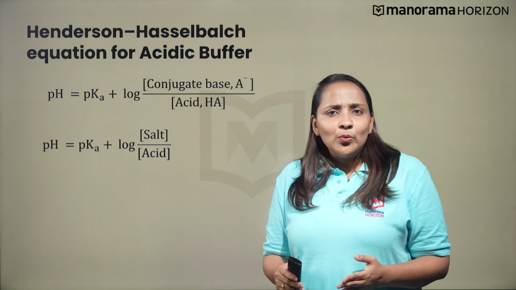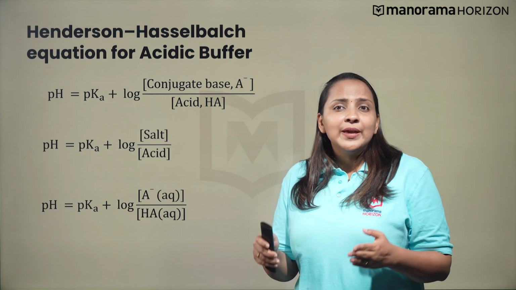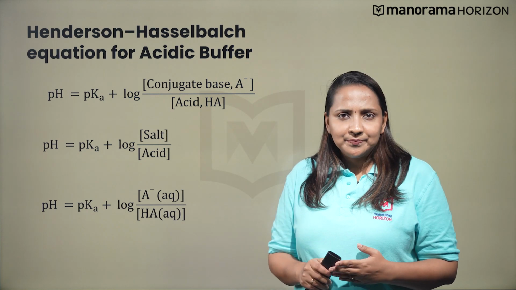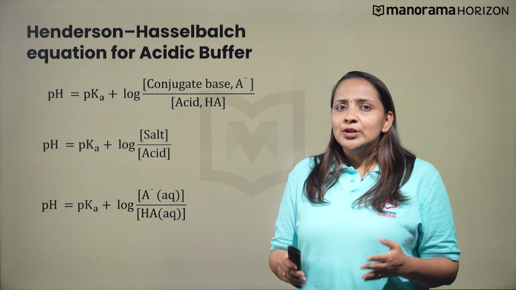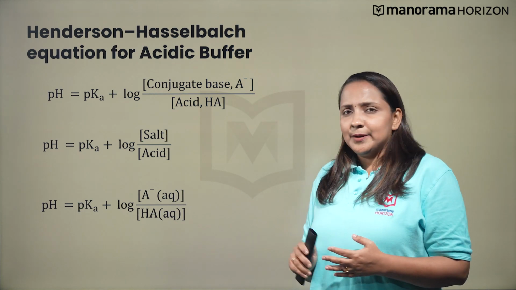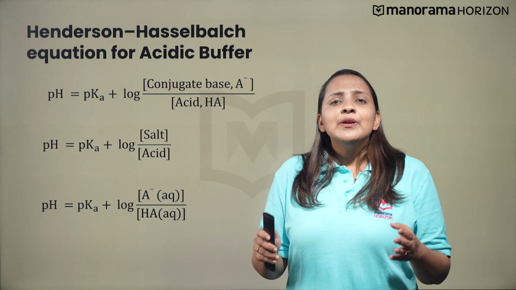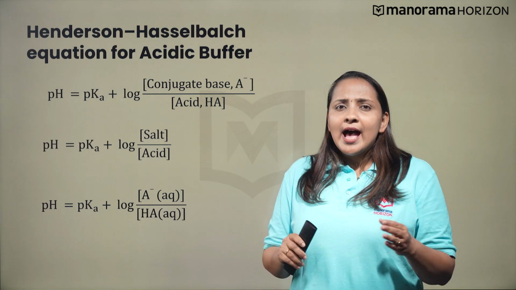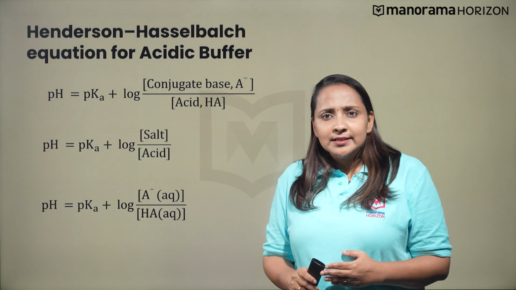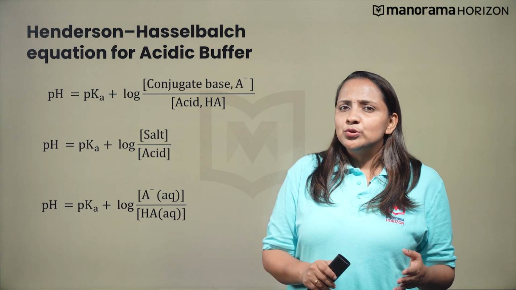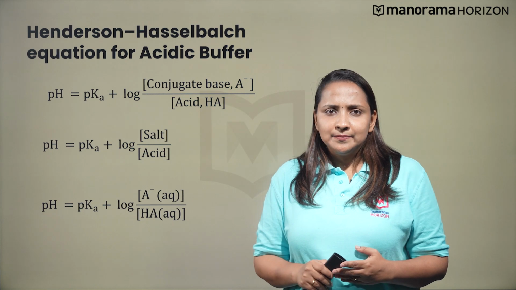Realize in the equation pH is equal to pKa plus log [A-] divided by [HA], if [A-] is equal to [HA], then pH is equal to pKa. Thus, we may conclude that at equal molar concentrations of acid and salt or conjugate base, the pH of the buffer solution will be equal to the pKa of the acid.